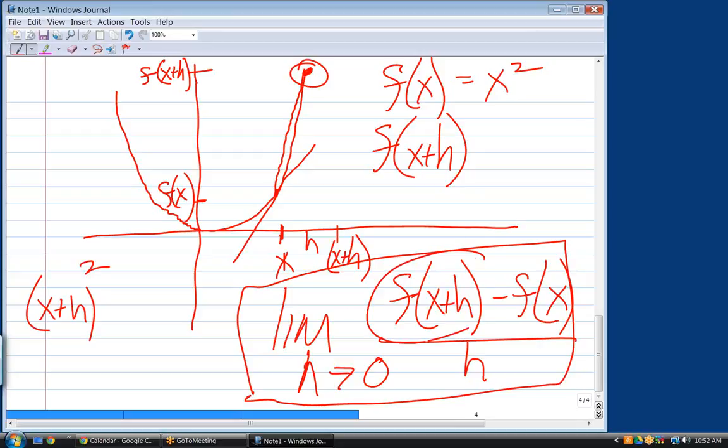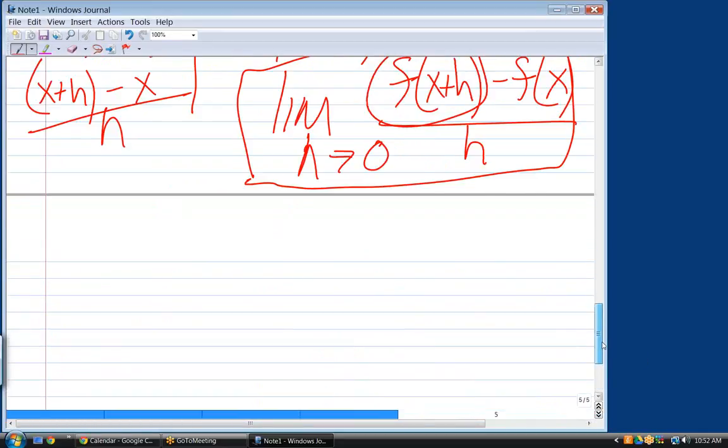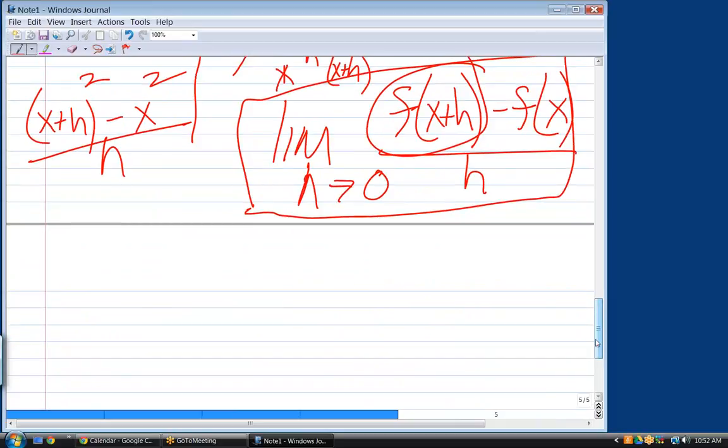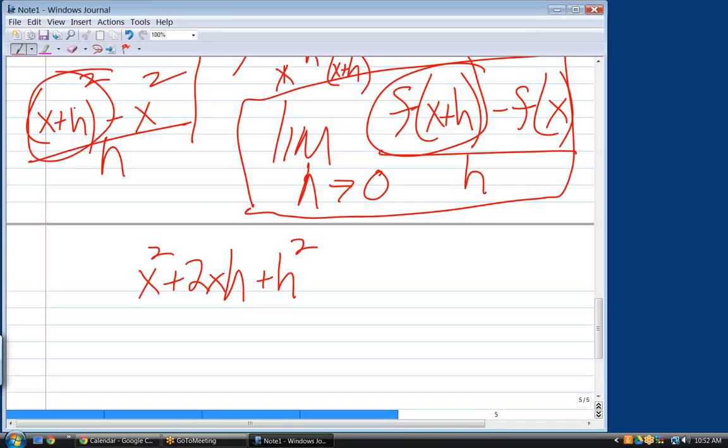And that's that part. And then I'm going to subtract off f of x, which is just x squared. Yeah. Divide the whole thing by h and take the limit of it as h goes to 0. Well, what happens in all of these is, let's expand that. So what's x plus h squared? It's x squared plus 2xh plus h squared. So that's that part. Yeah. And then I'm subtracting x squared and dividing by h.